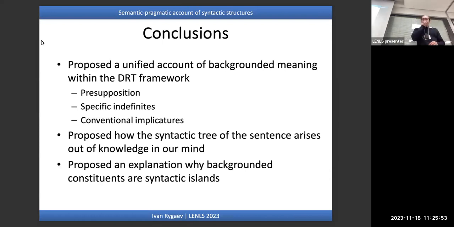So basically, the conclusion is that I propose a unified account of the grounded meaning within the DRT framework, propose how the syntactic tree for the sentence arises, and propose an explanation why the grounded constituents are islands. Thank you.